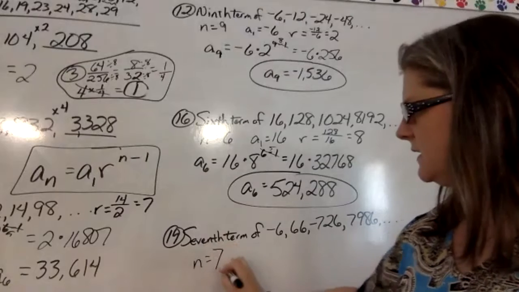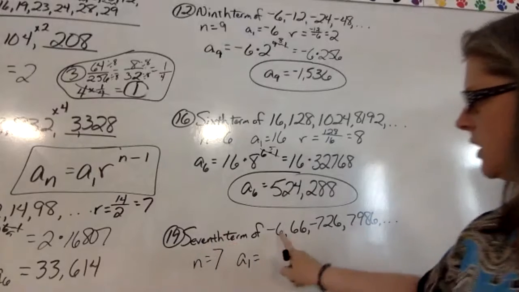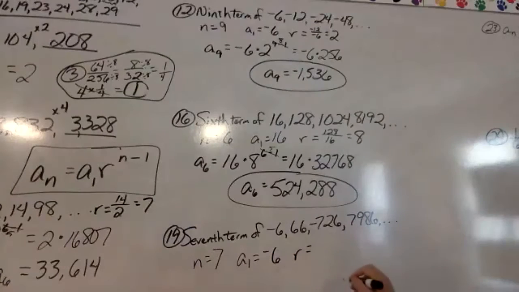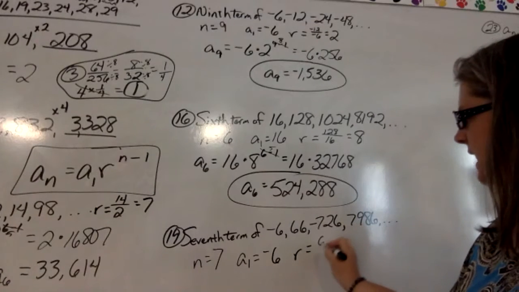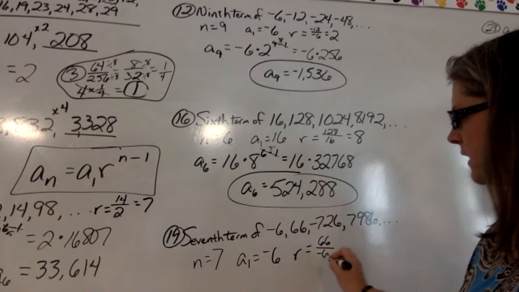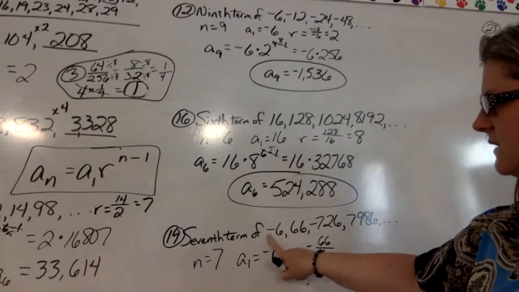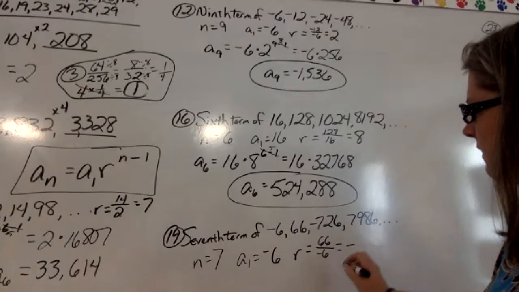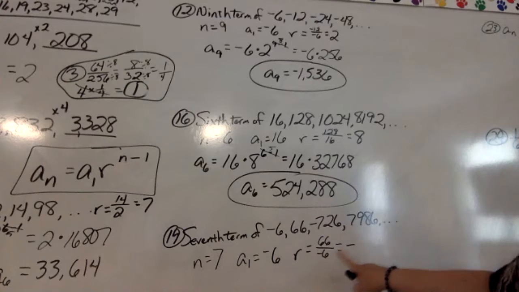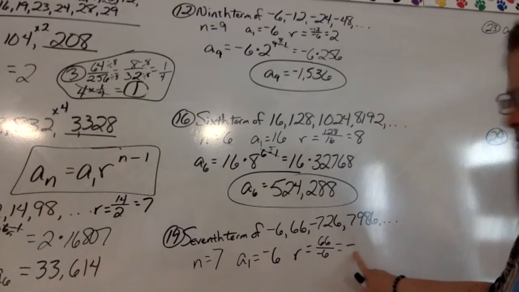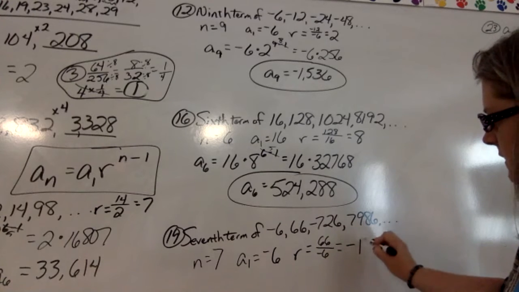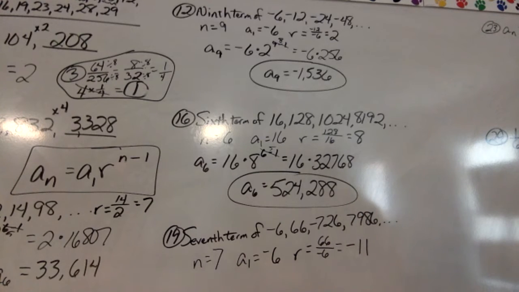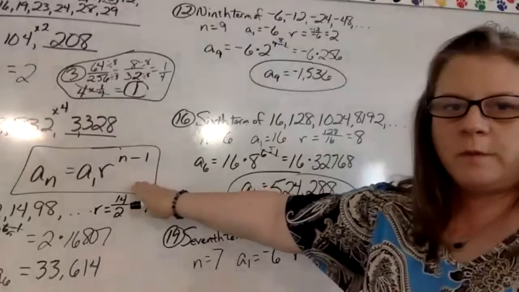So my n is going to be 7th term, so my n is 7. My first term is -6. And then my common ratio, you take second divided by the first. 6 divided by -6. Now remember what I said earlier when I first started talking about alternating, your common ratio is going to be a negative number, because a positive divided by a negative is negative. So 6 divided by 6 is 1. So it's going to be -1 is my common ratio. Negative 1. Yeah. So now we're ready to plug into our formula.